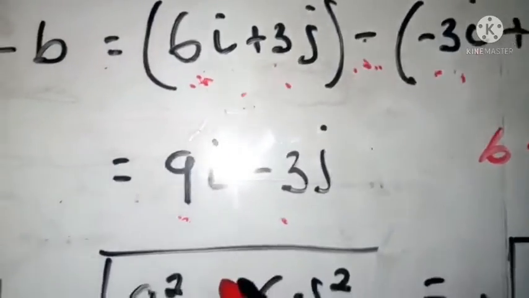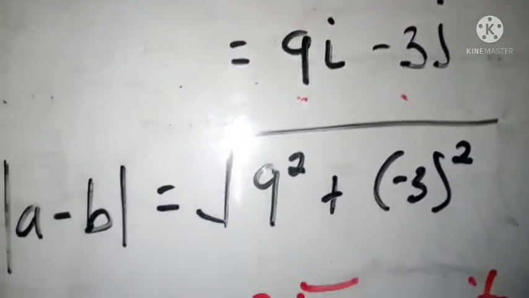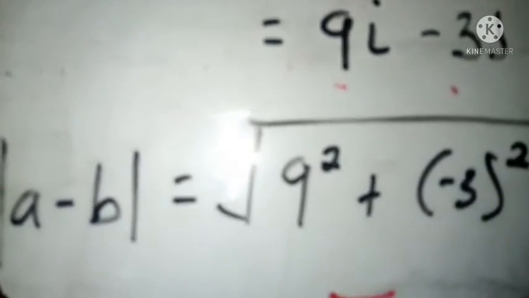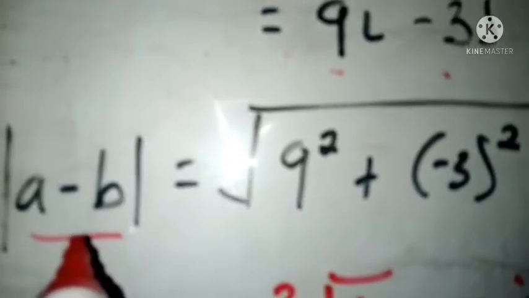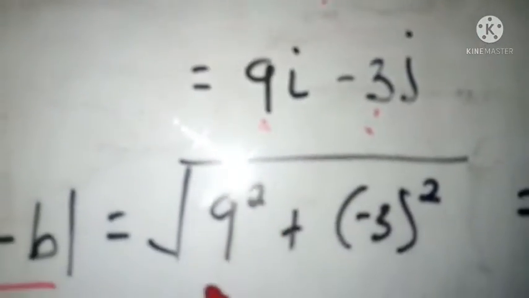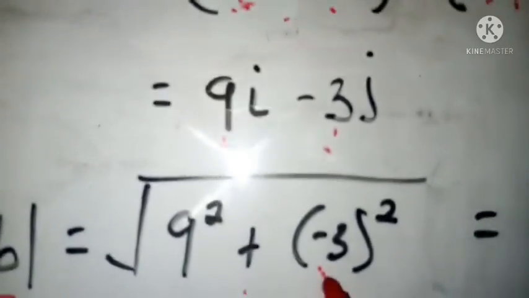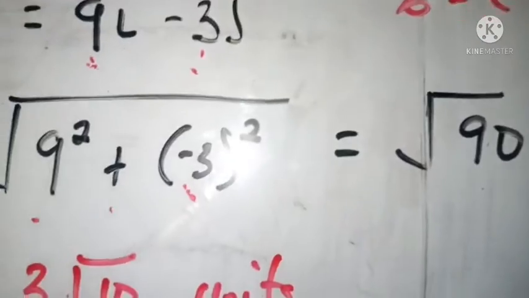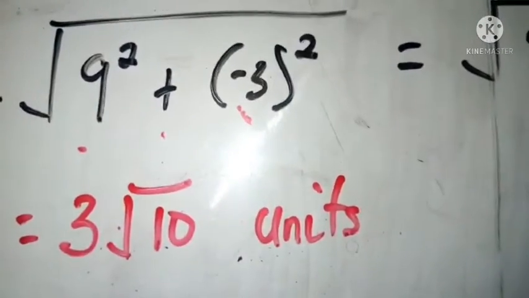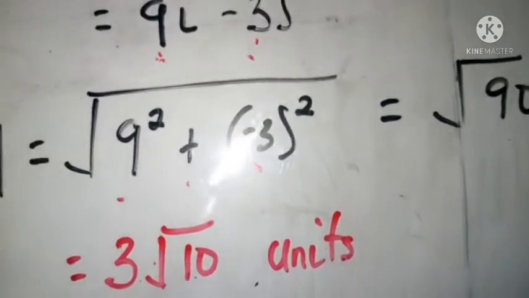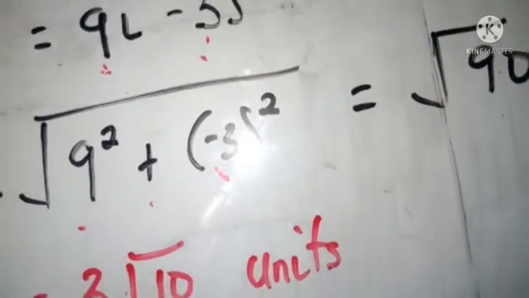Now we can find the length, the distance, which is what the question is asking us to find: the distance between the two of you. Remember we had 9 and negative 3, so 9 squared plus negative 3 squared, everything under the square root. That gives root 90, and the answer should be 3 root 10 units. This is how simple you solve this type of question. So let's look at the second question.